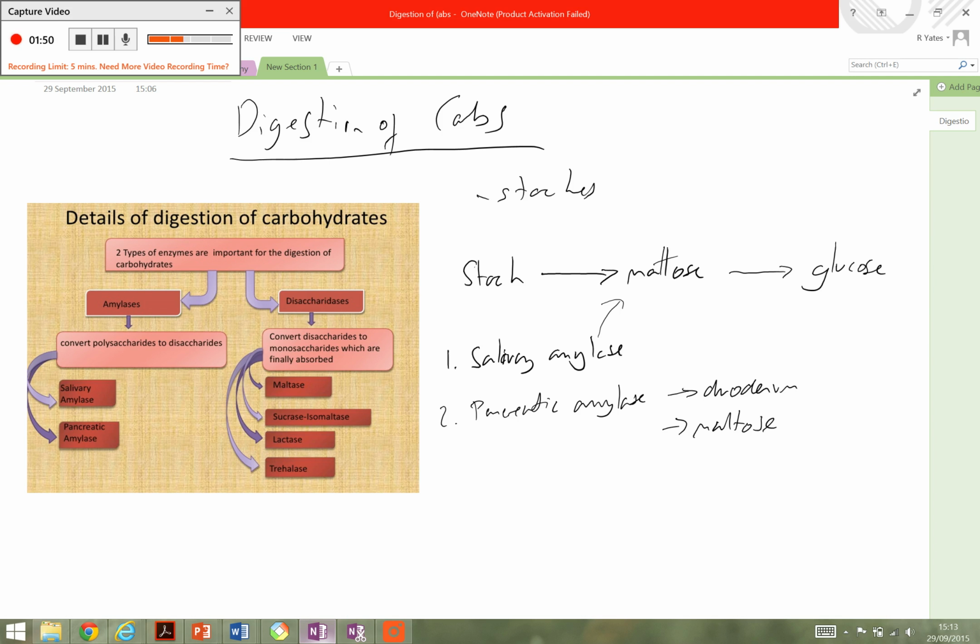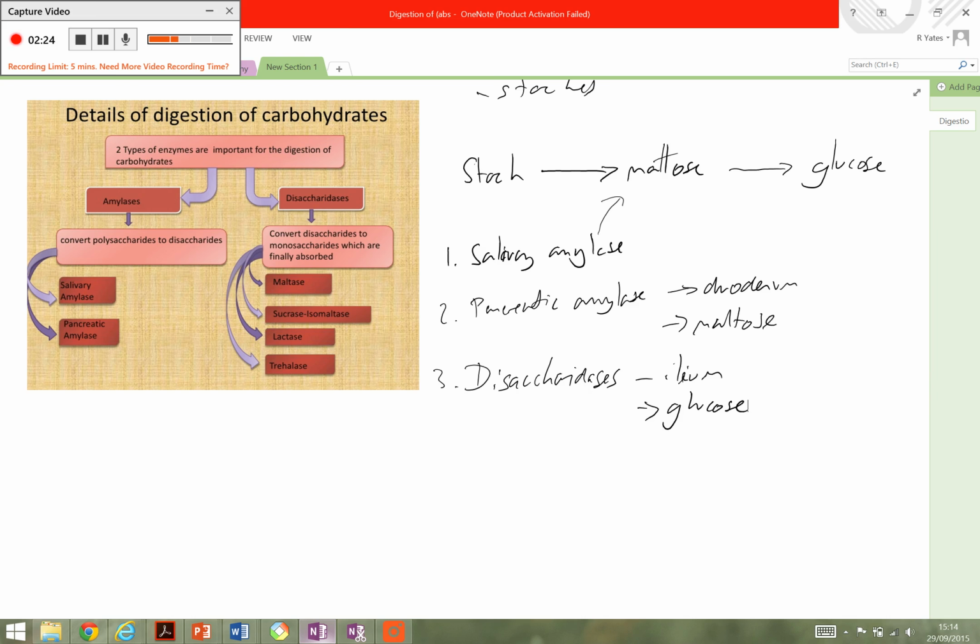The rest of it then, the disaccharides, are digested by things like maltase in the duodenum. So we call them disaccharidases. That's in the ileum. And they complete the rest of that digestion down into glucose.